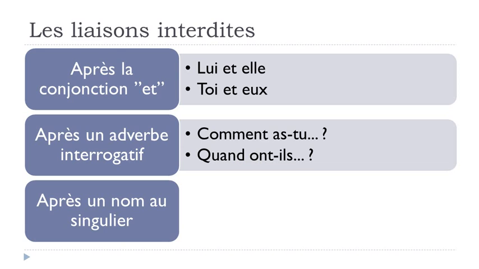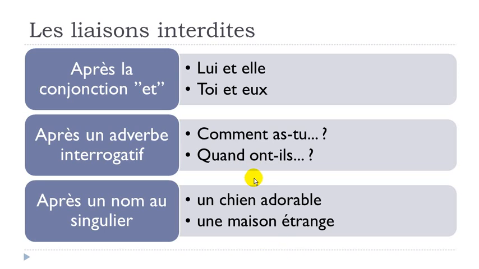And then remember that if you've got a noun, and if this noun is in the singular form, then you shouldn't make the liaison. Like here, for instance, un chien, a dog, adorable. Okay, here it would be tempting to do it, but then no liaison. So un chien adorable. Okay, same thing here. Une maison étrange. Okay, house, and then étrange, strange. Une maison étrange, un chien adorable. Okay, remember, you shouldn't make any liaison here after this word and after this word.